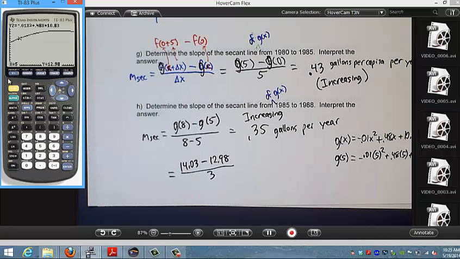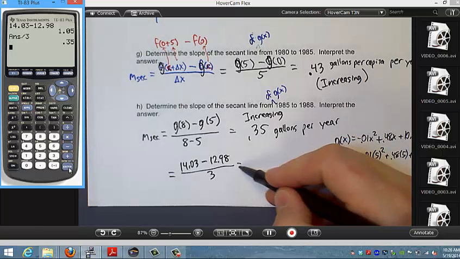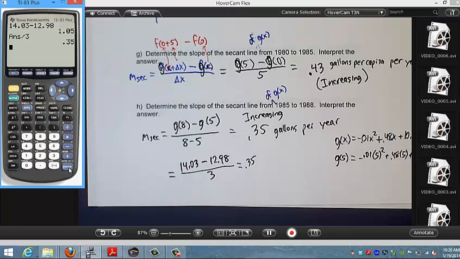And so now at this point I'm going to use a calculator. I'll hit second quit, go straight to the regular calculator screen. 14.03 minus 12.98. I get 1.05, and then I take that and divide by 3. And I agree. 0.35 gallons per year we're increasing on the average from 1985 to 1988.